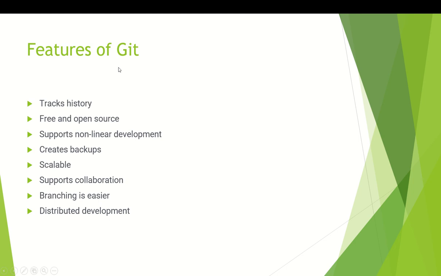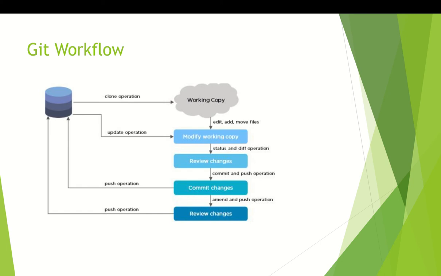Coming to the features of Git: it tracks history, it's free and open source, supports non-linear development, creates backups, is scalable, supports collaboration, makes branching easier, and it's a distributed development system. It's pretty simple to understand this terminology, so no need to explain, I believe. So this is the Git flow, how it works.